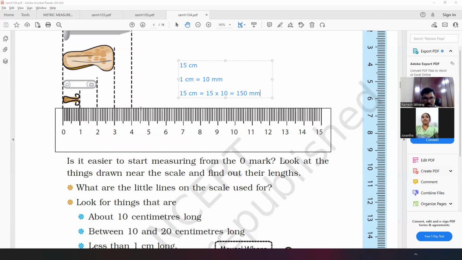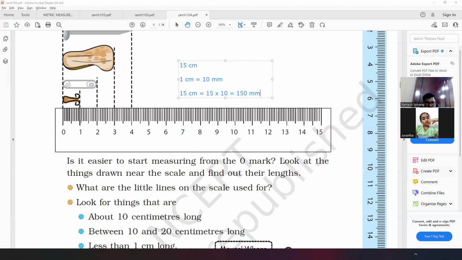That's fine. So now if I ask you 9 centimeter, how many mm? 9 centimeter is 90 mm. Yeah, right. 12 centimeter is how many mm? 12 multiplied by 10, 120. Yeah, 120. That's right. 120 mm. You just multiply by 10 because 1 centimeter is 10 mm.